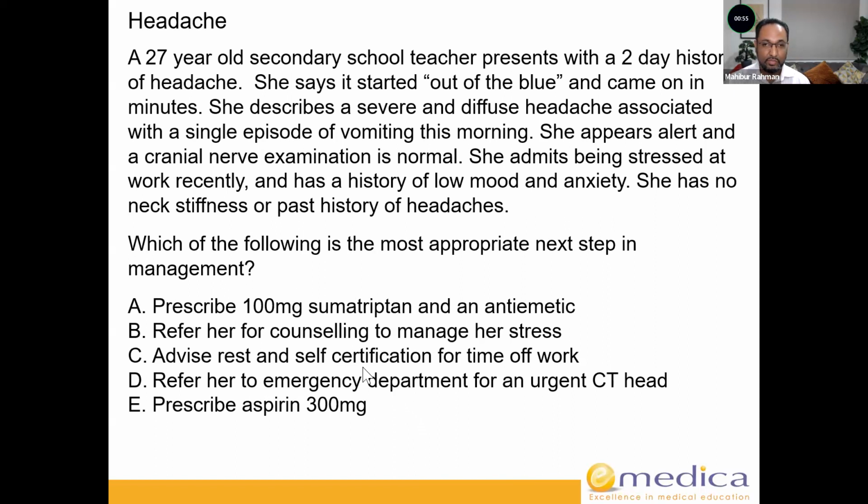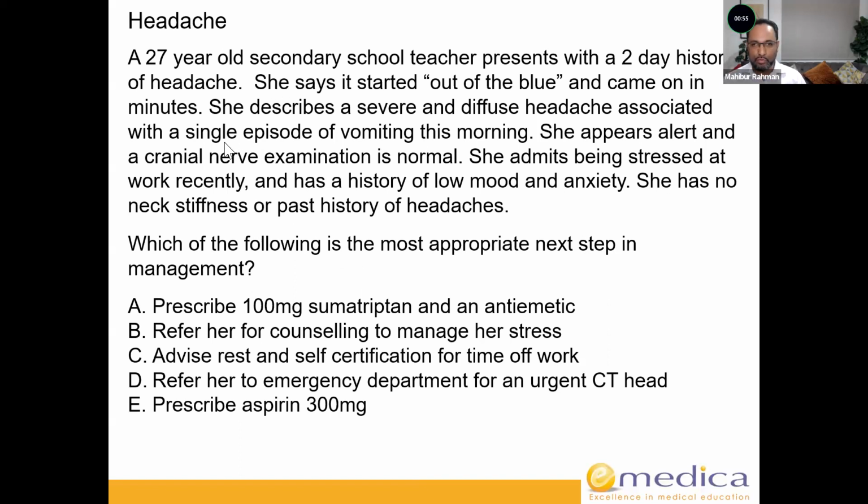Okay, so somebody suggested it could be tension headache. Do you agree with that? Do you think it could be something different as a diagnosis? Type in the chat. Okay, someone else has suggested it could be migraine. Okay, no one else has suggested that.